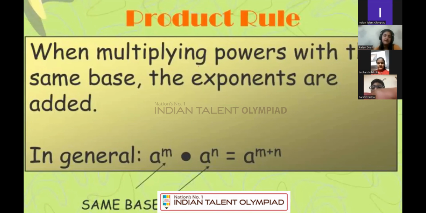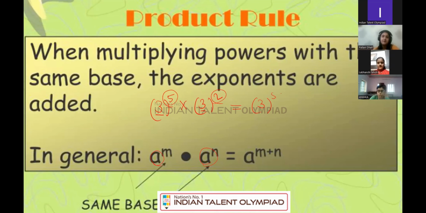Now, whenever we have the base common, like if we have 3 raised to power 5 times 3 raised to power 2, here we are multiplying two expressions when the bases are the same. So what we do here, we will write 3 and add the powers. That will become 3 raised to power 7. Are we good here?